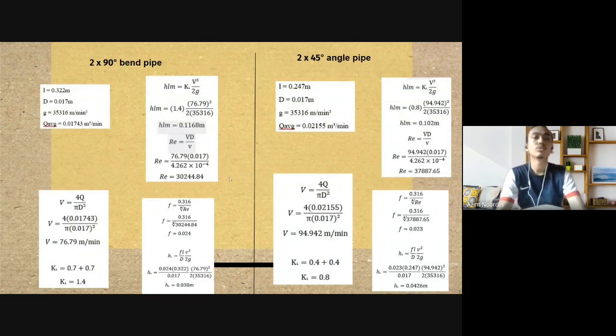So for the 2 times 90 bend pipe and the 2 times 45 angle pipe, basically it's the same method. For the KL, we need to add 0.7 plus 0.7, and 0.4 plus 0.4. That's it for the bend pipe and angle pipe. Okay, next.